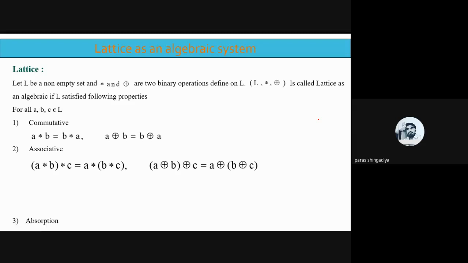Okay. And third is the absorption property, and that is: A star (A ring sum B) is equal to A, and second, A ring sum (A star B) is equal to A. Clear? So if these three properties are satisfied, then we can say that (L, star, ring sum) is called a lattice as an algebraic system.